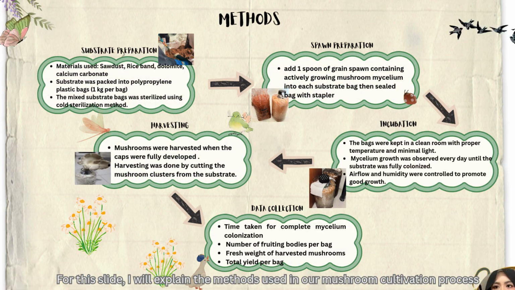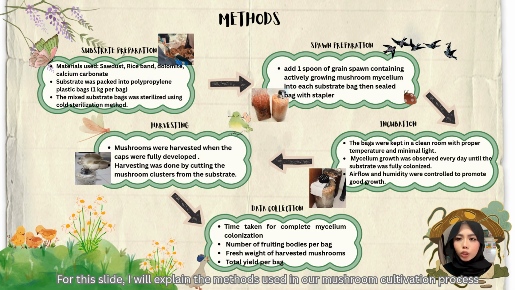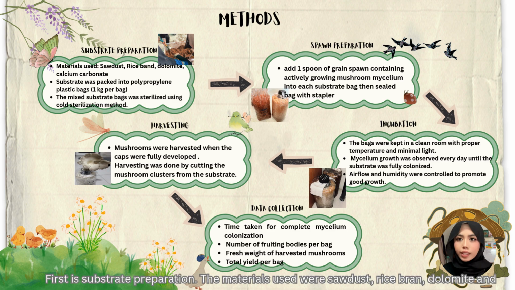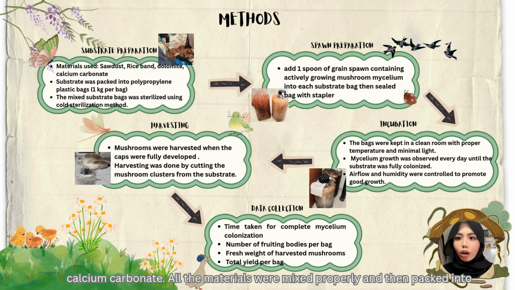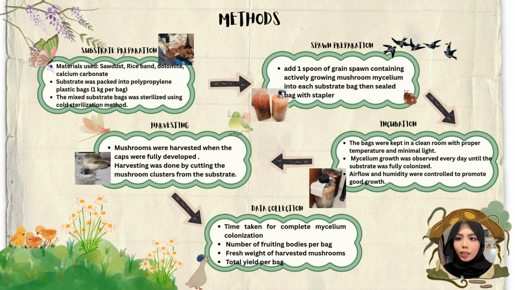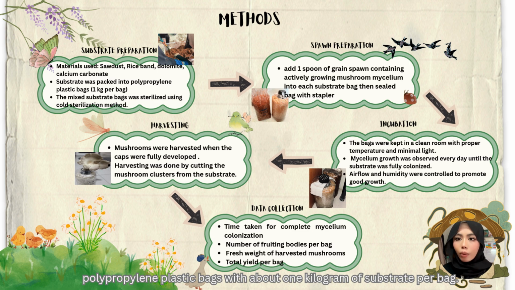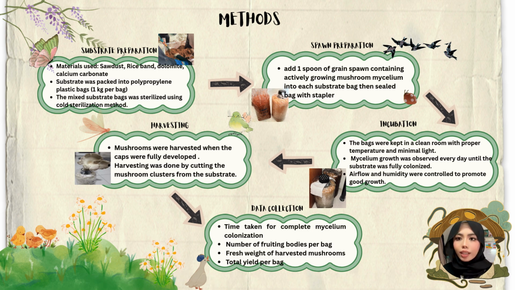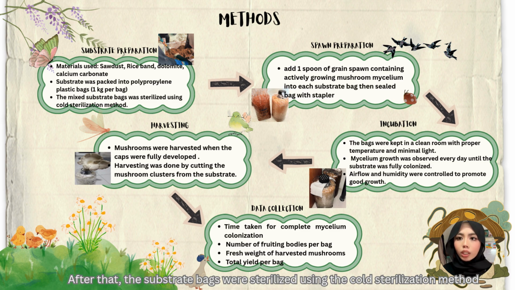For this slide, I will explain the method used in our mushroom cultivation process. First is substrate preparation. The materials used were sawdust, rice bran, dolomite, and calcium carbonate. All the materials were mixed properly and then packed into polypropylene plastic bags with about 1 kilogram of substrate per bag. After that, the substrate bags were sterilized using the cold sterilization method to reduce contamination.